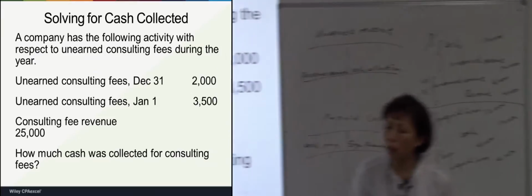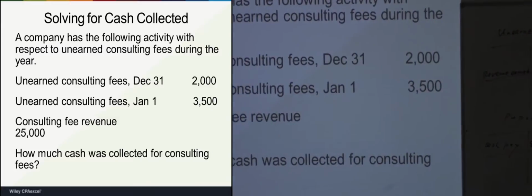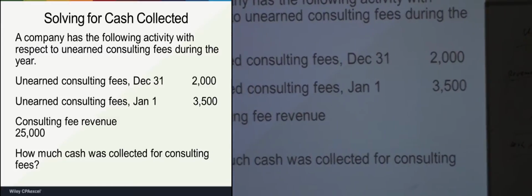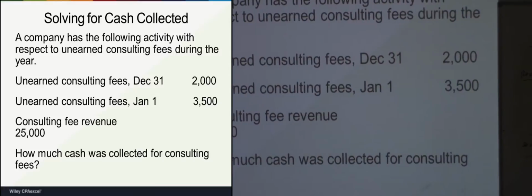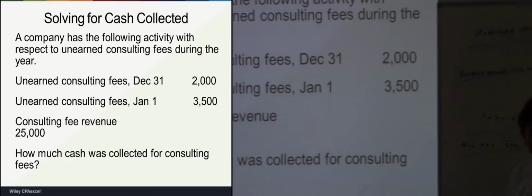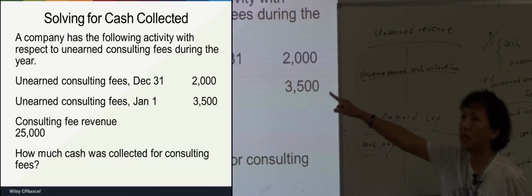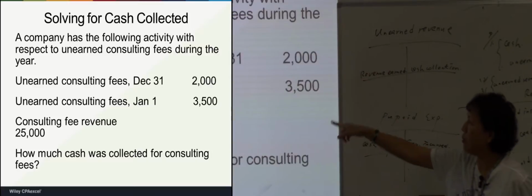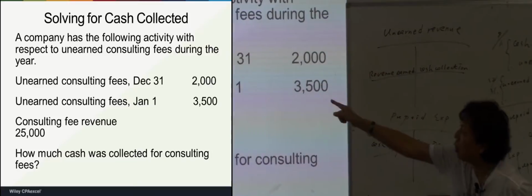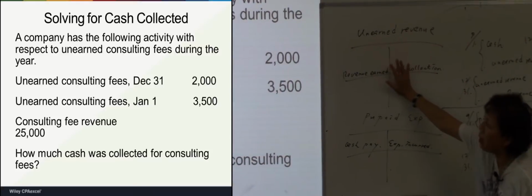Okay. A company has the following activity with respect to unearned consulting fee during the year. Unearned consulting fee means unearned consulting revenue, right? It's an unearned revenue, it's a liability. Okay, and it says the unearned consulting fee at the end of the year is 2,000, at the beginning of the year is 3,500. Okay, it's an unearned revenue, so we should use this T account.